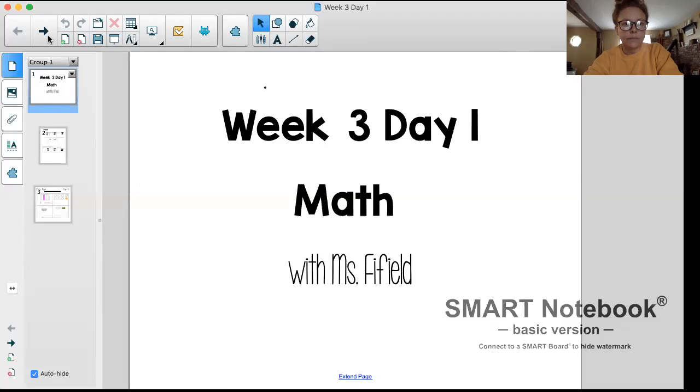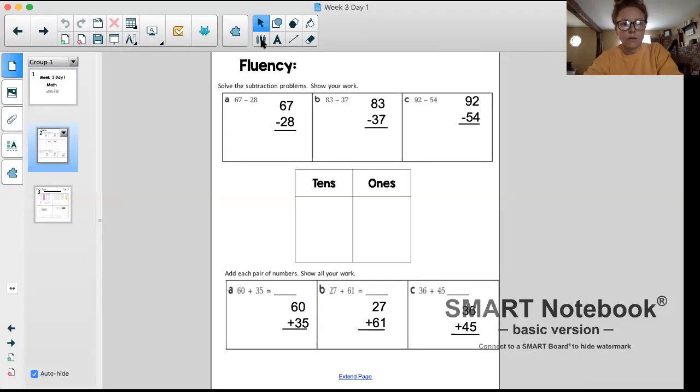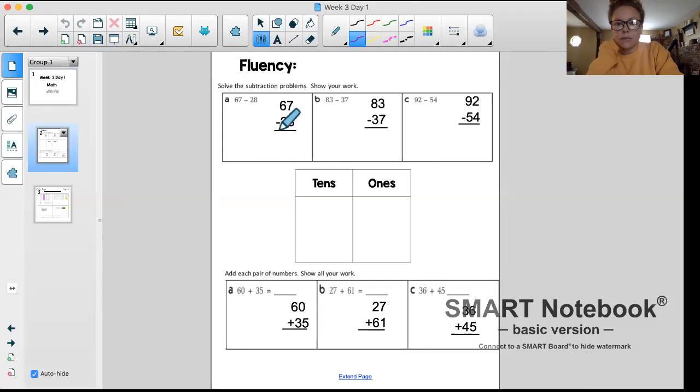Okay, here we are looking at our fluency. You should see this on your screen here. 67 minus 28 is your first equation. You might notice that I already rewrote all my equations up and down vertically because we cannot subtract when we're going horizontally when it's written that way, because we're unable to unbundle.